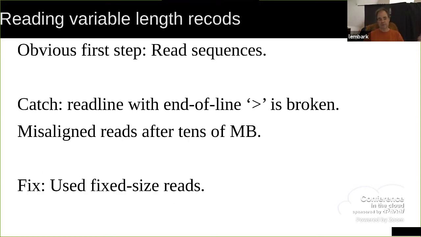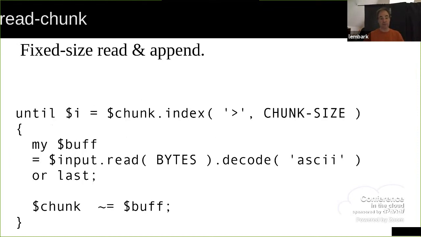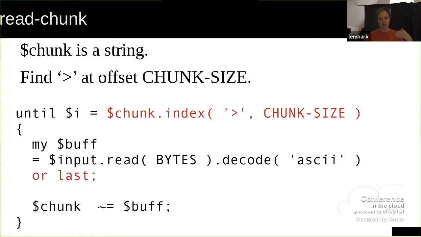So I've got to read the sequences. Now, the easy way to do it would have been read line with an end of record equal to a greater than. And unfortunately, that's broken in Raku. I get misaligned reads after 20 to 70 meg every time. So I had to convert to fixed size reads. To do that, I do a read into a buffer. And what I keep doing is looking for, I'm treating these greater thans as if they were terminators.